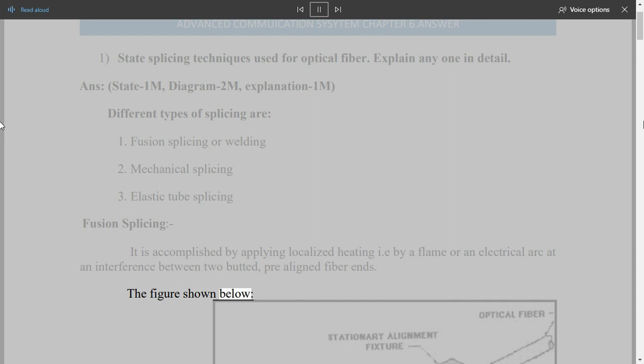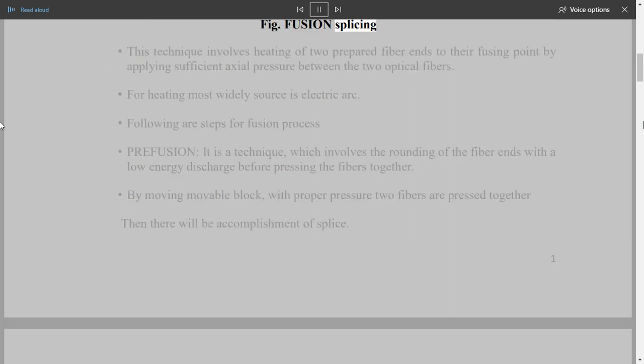Fig. Fusion splicing. This technique involves heating of two prepared fiber ends to their fusing point, by applying sufficient axial pressure between the two optical fibers. For heating, the most widely used source is an electric arc. Following are the steps for the fusion process. Prefusion is a technique which involves the rounding of the fiber ends with a low energy discharge before pressing the fibers together. By moving the movable block with proper pressure, the two fibers are pressed together, and then the splice is accomplished.